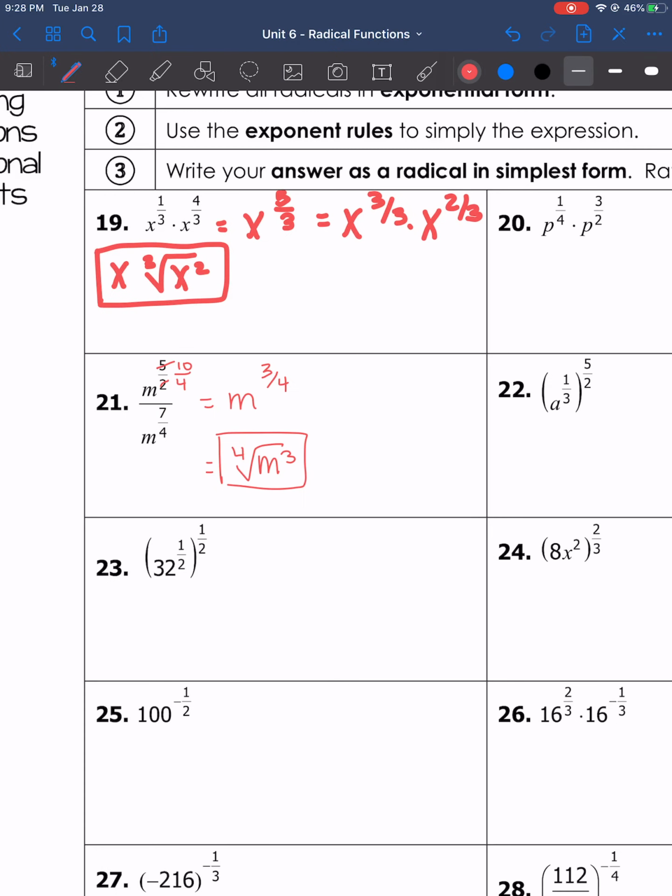So 23, I have a 32 to the 1/2 raised to the 1/2. So remember when you have exponents raised to exponents, you're going to multiply those exponents together. So you get 32 to the 1/4 power. So then we're going to take the 4th root of 32. And 32 breaks into 16 and 2. And 16 is a perfect fourth. So I have 2 4th roots of 2.